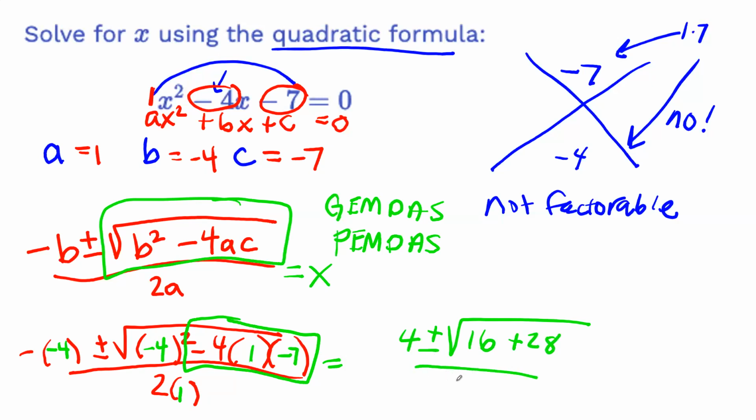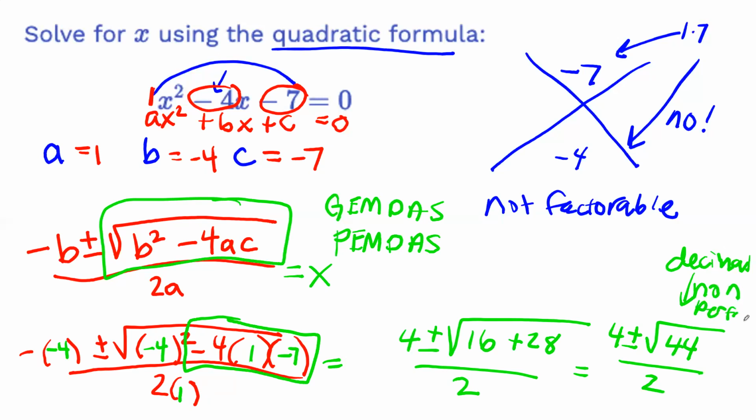All over 2 times 1, which is just 2. When I keep simplifying here, 4 plus or minus the square root of whatever 16 plus 28 is. So 16 plus 28 is going to be 44. And so this is why you get a decimal.